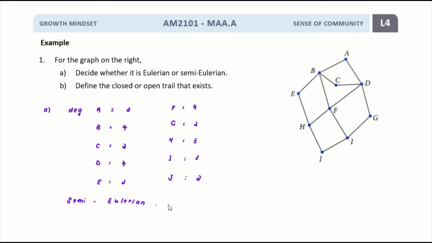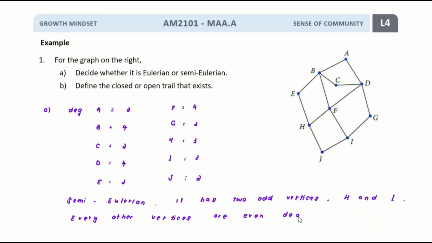You can write down some explanation here for your own understanding. For example, it has 2 odd vertices, which in this case are H and I. And every other vertex is even as well. This is very important, you must also mention that. Because if you have more than 2 odd vertices, then it is neither Eulerian nor semi-Eulerian. Okay, so that's the idea.